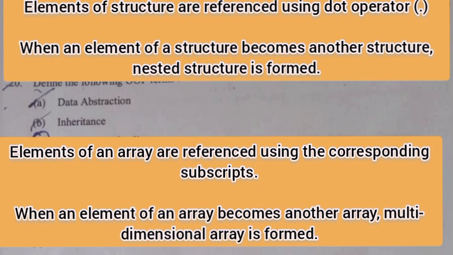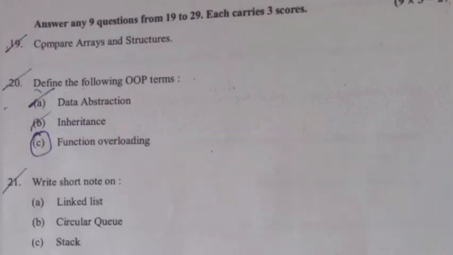In arrays, when an element of an array becomes another array, a multi-dimensional array is formed, whereas when an element of a structure becomes another structure, a nested structure is formed.